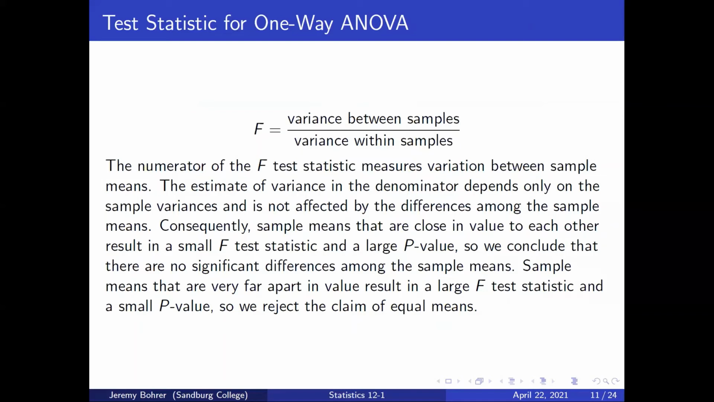The numerator of the F-test statistic measures variation between sample means. The estimate of variance in the denominator depends only on the sample variances and is not affected by the differences among the sample means. Consequently, sample means that are close in value to each other result in a small F-test statistic and a large p-value. So we can conclude that there are no significant differences among the sample means. Sample means that are very far apart in value result in a large F-test statistic and a small p-value. So we reject the claim of equal means.